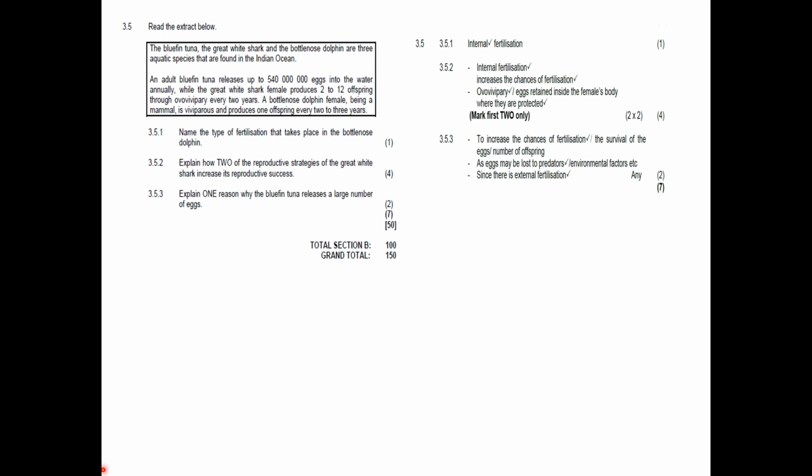3.5.1. Name the type of fertilization that takes place in the bottlenose dolphin. The bottlenose dolphin is a mammal. It's viviparous, so the type of fertilization can only be internal fertilization.